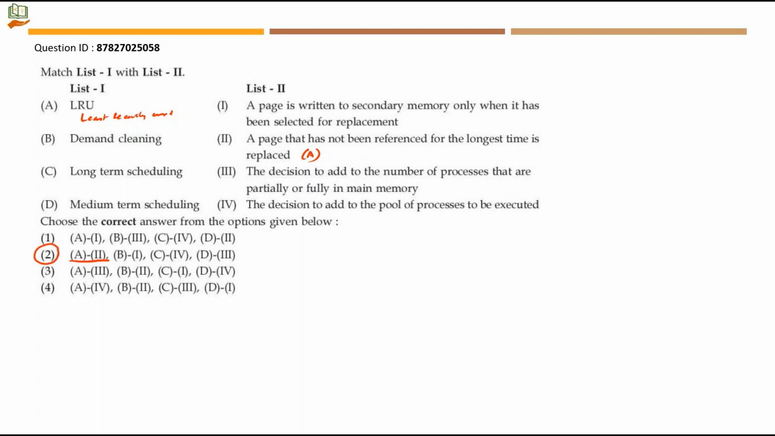Now what is B? Demand cleaning. Demand cleaning means a page is written to the secondary memory only when it has been selected for replacement. So B will be mapping to 1.